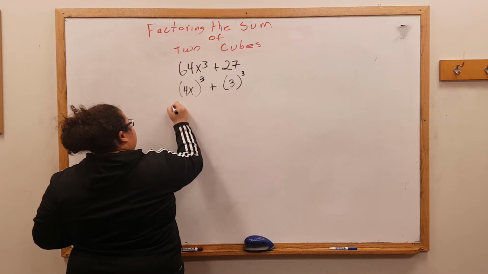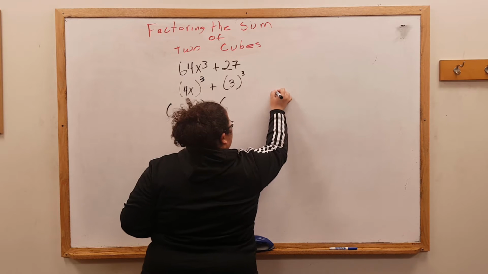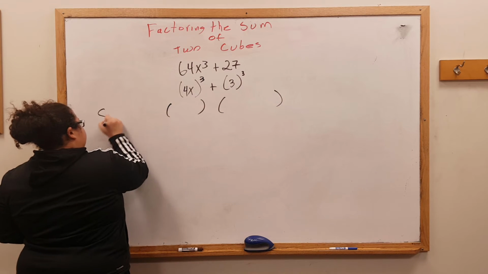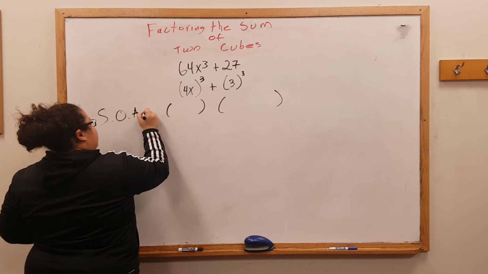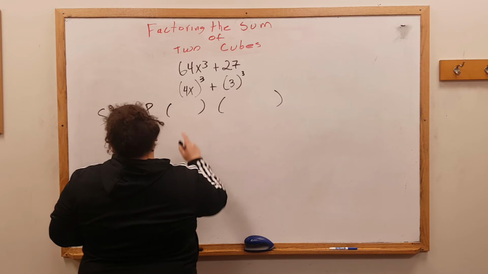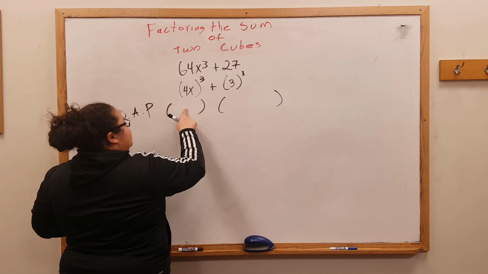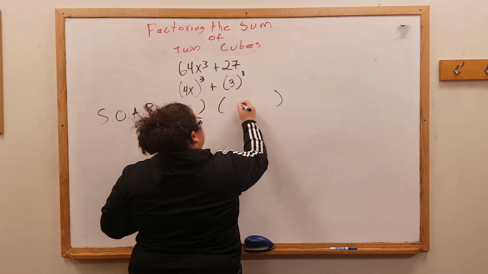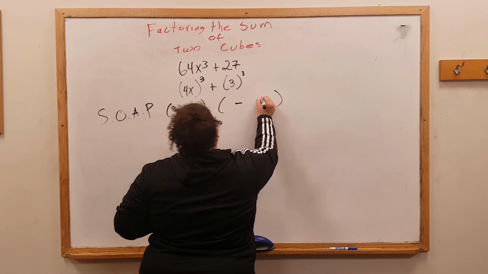Alright, next you're going to draw the small parentheses and the big or medium-sized parentheses. And don't forget the rule of SOAP, because you need soap in your life. Alright, the SOAP tells you the signs, which over here is the same, which is going to be positive. Over here is going to be opposite, which is going to be minus. And then in the end, you're going to always have a positive sign.